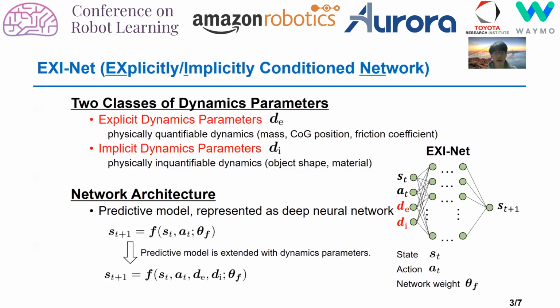Then we build the predictive model, whose input is the current state and action, and whose output is the next state, represented as a deep neural network. We embed explicit and implicit dynamics parameters into this predictive model, and this extended predictive model is EXINet.